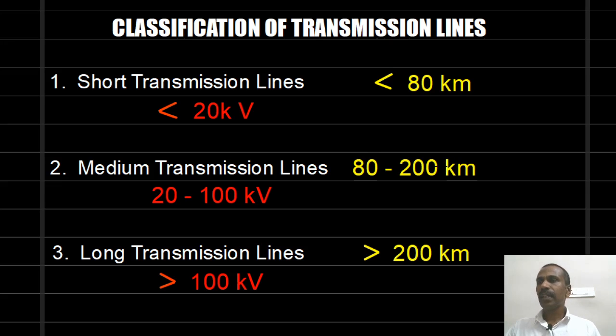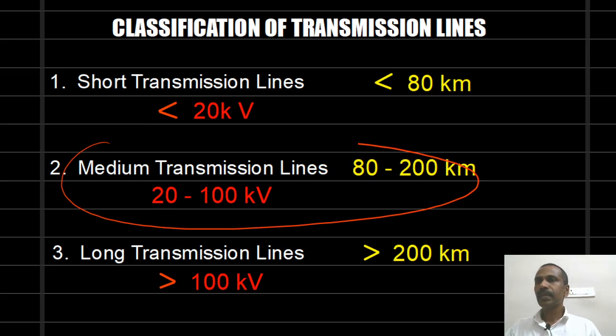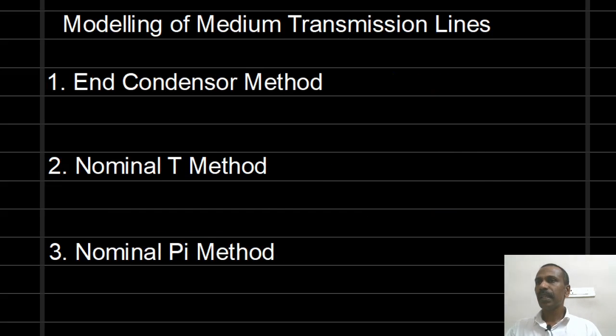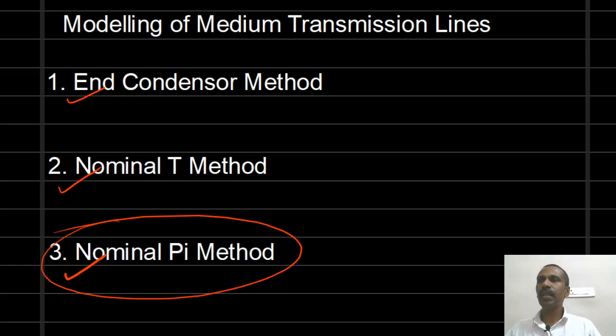Based on the length of the line and operating voltage, we can classify the transmission lines into short lines, medium lines, and the long transmission lines. Now we are studying the modeling of medium transmission lines. Medium transmission lines can be modeled in three different methods based on the position of the capacitor in the line. One is the condenser method, in which the capacitor is placed at the end of the line. Then the nominal T method, in which the capacitor is placed at the middle of the line. Then the nominal Pi method, in which the capacitor is placed at both the ends of the transmission line. Now we are going to study the nominal Pi method.